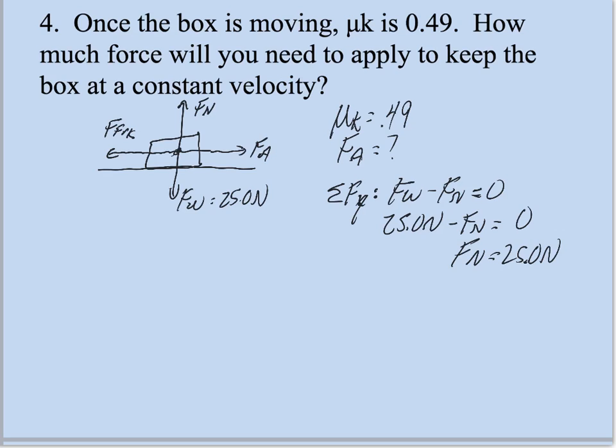What else do we know? Well, if we were trying to sum the forces along the x, we know that the friction kinetic, whatever it is, minus the applied would also equal 0. And again, that's because it's at equilibrium, because constant velocity means equilibrium. Do we know either one of these? No, we don't. So this becomes very similar to our problem from earlier.